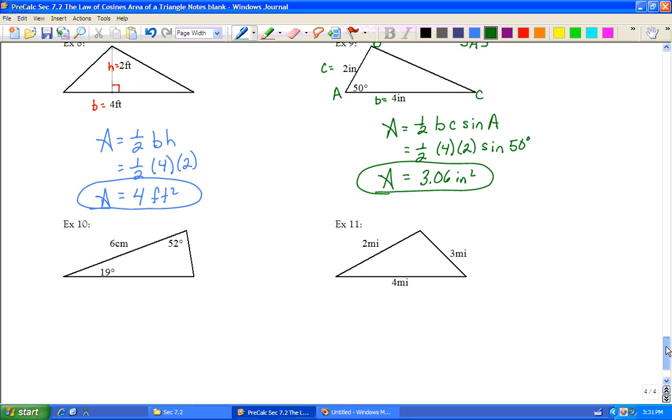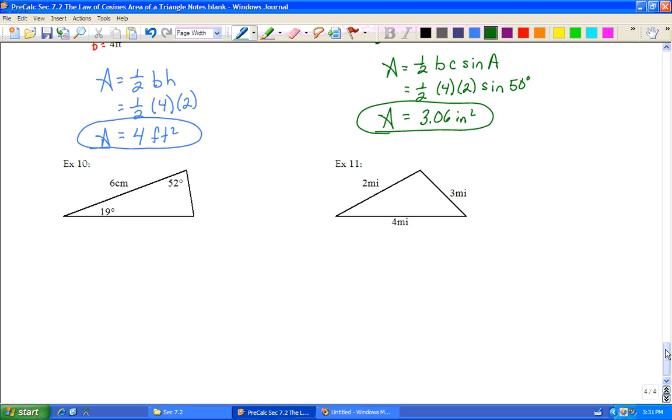Okay, example number 10. If we take a look at this one, let's label some things. Let's call this A, B, and C. So 6 centimeters would be side length A. And we're given 2 angles on the included side, so this is angle, side, angle. First we need to figure out what angle A is equal to. Well, that's easy enough to do. Angle A is equal to 180 minus 52 minus 19. So angle A is equal to 109 degrees.